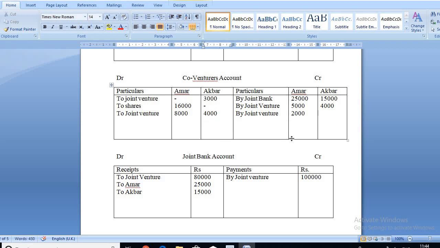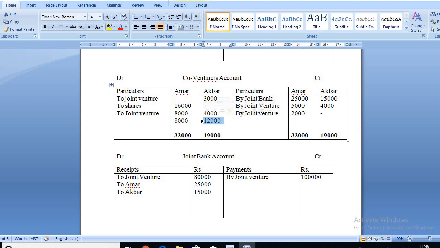So now make the balance of the co-venture account. The co-venture account is balanced for 32,000 and 19,000. The credit side is more than the debit side. The balance figure on the debit side will be for Amar 8,000 and for Akbar 12,000. So this is the final settlement made to Amar and Akbar. Amar will get 8,000 and Akbar will get 12,000.